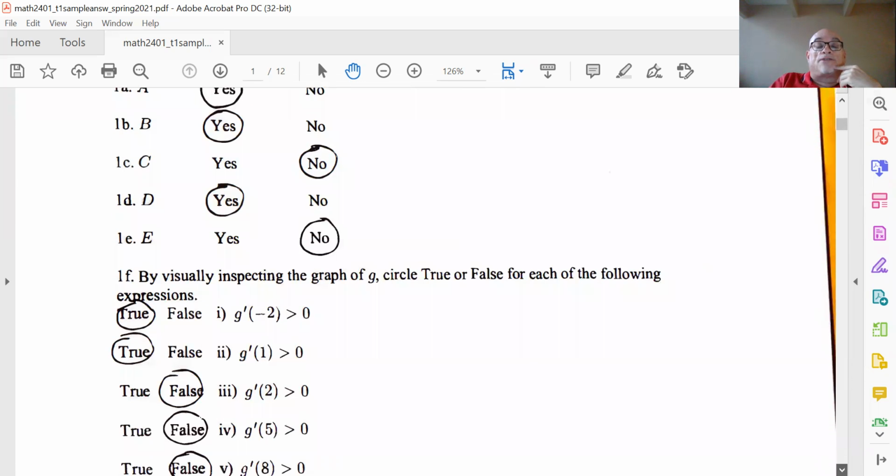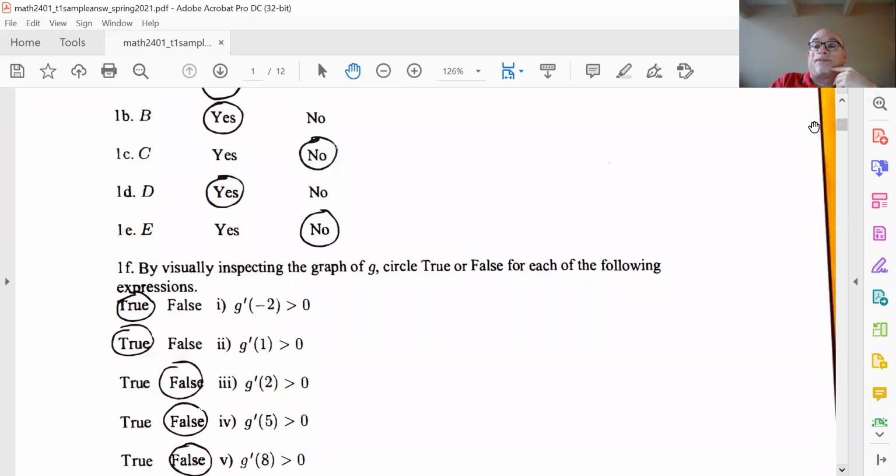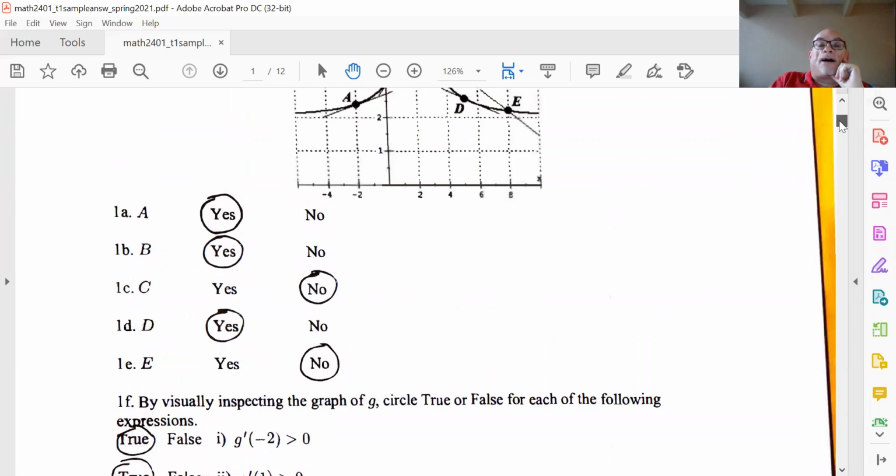All right, now let's see if we can answer these questions. We're going to have to scroll around a little bit because we do have to refer back to this function g. And this is where you need to be aware of function notation. You're just given this inequality and you want to say, could that be true or is that false? Here we have g prime, not g, but g prime of -2 greater than 0. Is that true? Let's look at -2.